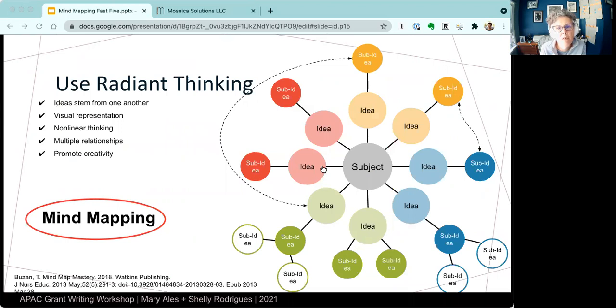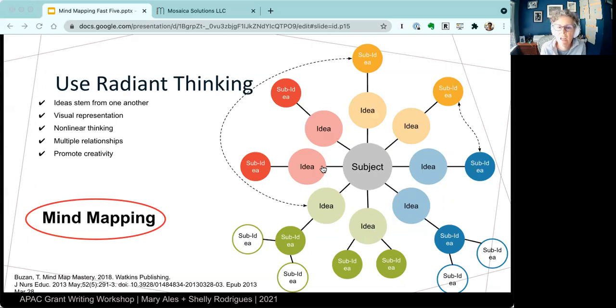Mind maps are grounded in the concept of radiant thinking. We start with an initial subject, then look at how ideas stem from one another. It's a visual representation and a nonlinear way of thinking that allows us to look at multiple different relationships. Radiant thinking allows us to look outside the box and see things differently.